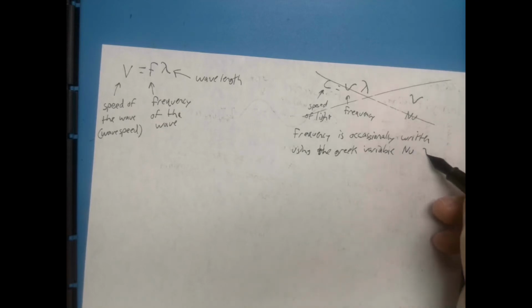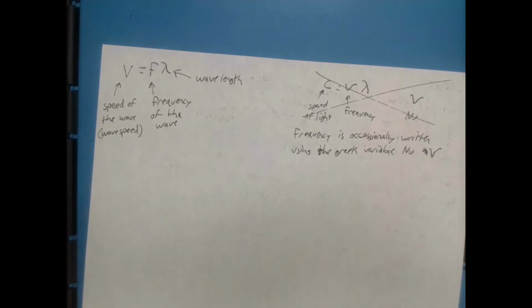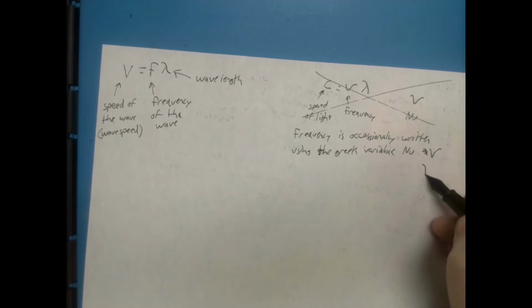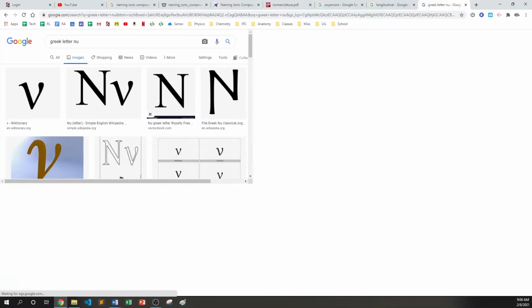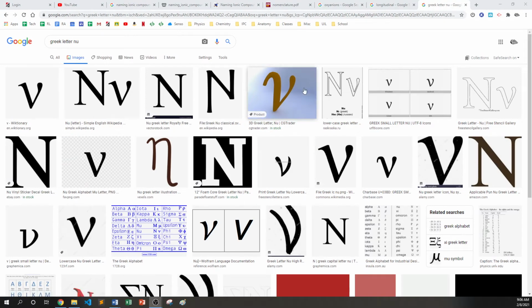Which looks almost like a V. And when they print on computers, it looks exactly like the letter V. So let me, I always capitalize the names of Greek letters usually. So here's a Greek letter nu.